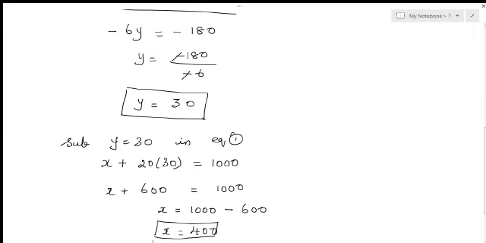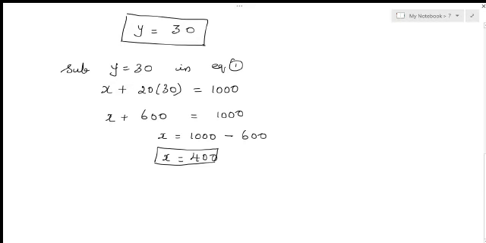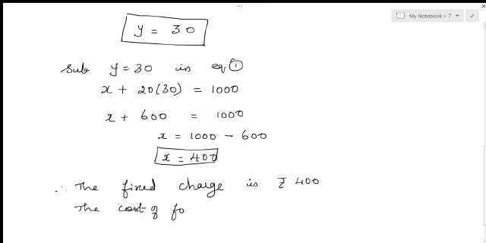Right answer. Therefore, the fixed charge is rupees 400, and the cost of food per day is rupees 30. Okay, let us go for the next sum.